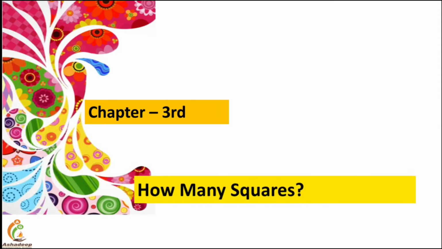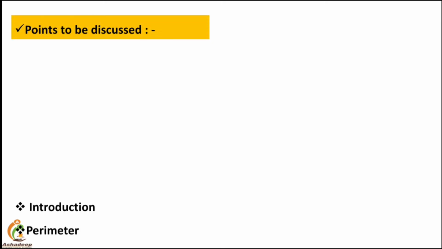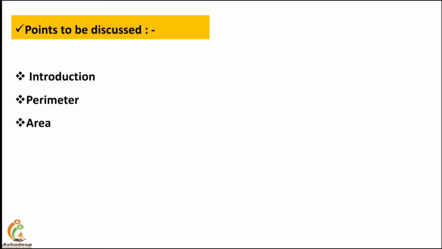Session 2. Students, we have learned about the perimeter in the last video in detail, how to find the perimeter, and we came to know that perimeter is nothing but the boundary length of a given figure. Today we'll go for the area. Chapter 3, How Many Squares. The point to be discussed today is area. We have already learned perimeter in the last video. Today we'll go for the area in detailed explanation. Let us go ahead.